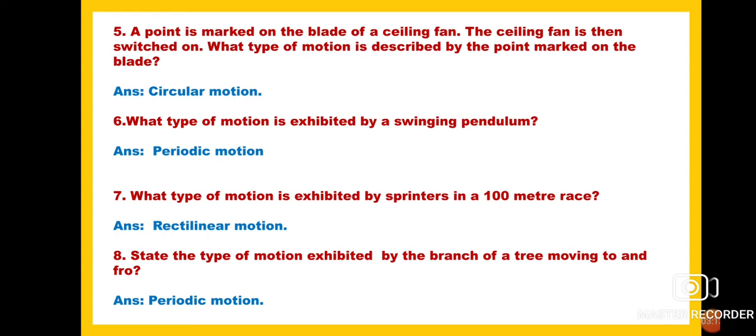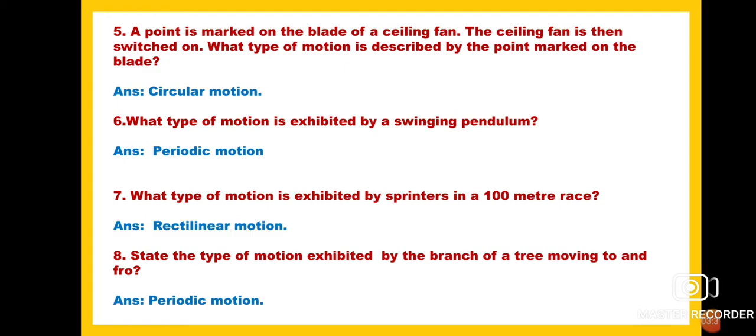All right. Now, number 6. What type of motion is exhibited by a swinging pendulum? Pendulum, as you all know, moves in a constant time period. Its time period is fixed. So, therefore, it is a perfect example of periodic motion.